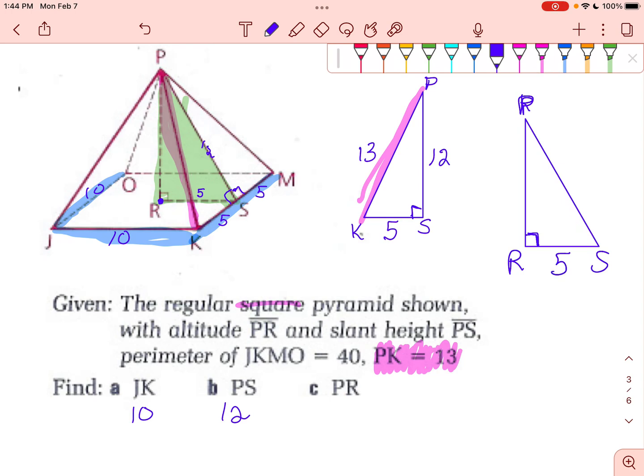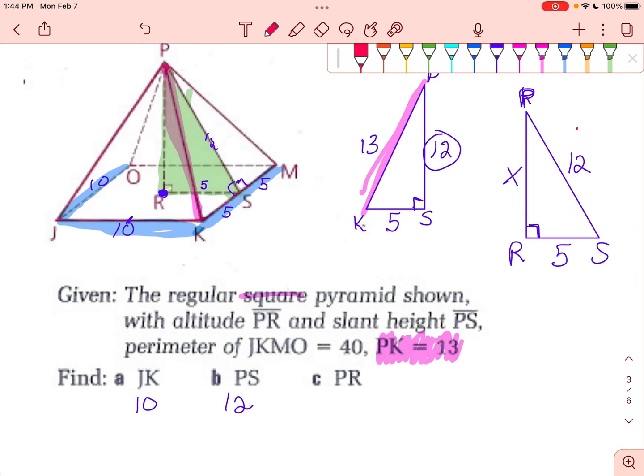We know that from R to S is 5 because it goes from the center. The slant height of a regular square pyramid goes from the center out. The center is obviously half of 10, so I know that's 5. I just found that PS right here is 12, and they're asking me to find this value right here. So once again, we are going to do Pythagorean's theorem. 12 squared is equal to x squared plus 5 squared. Because I'm looking for a leg, I subtract these. 144 minus 25 is 119, and then we take the square root of it. So PR is going to be the square root of 119.